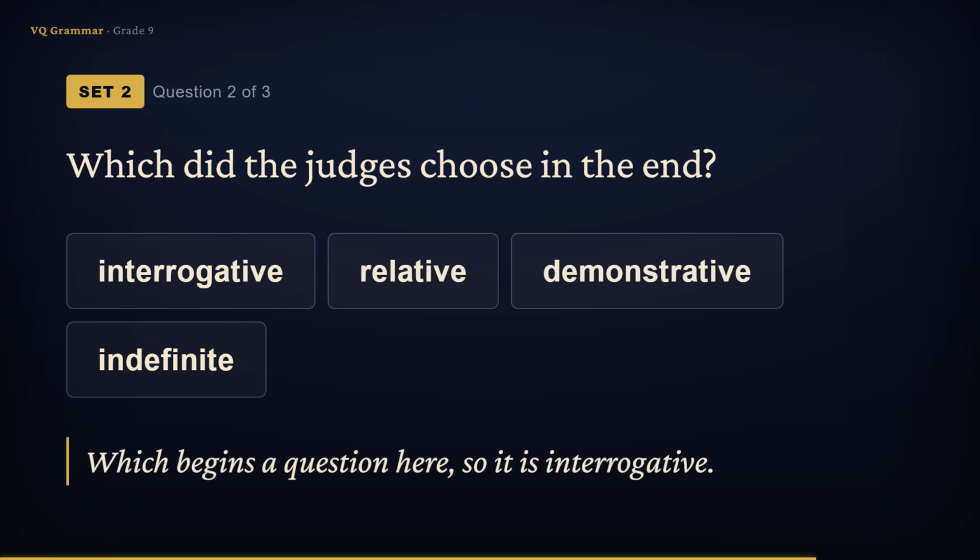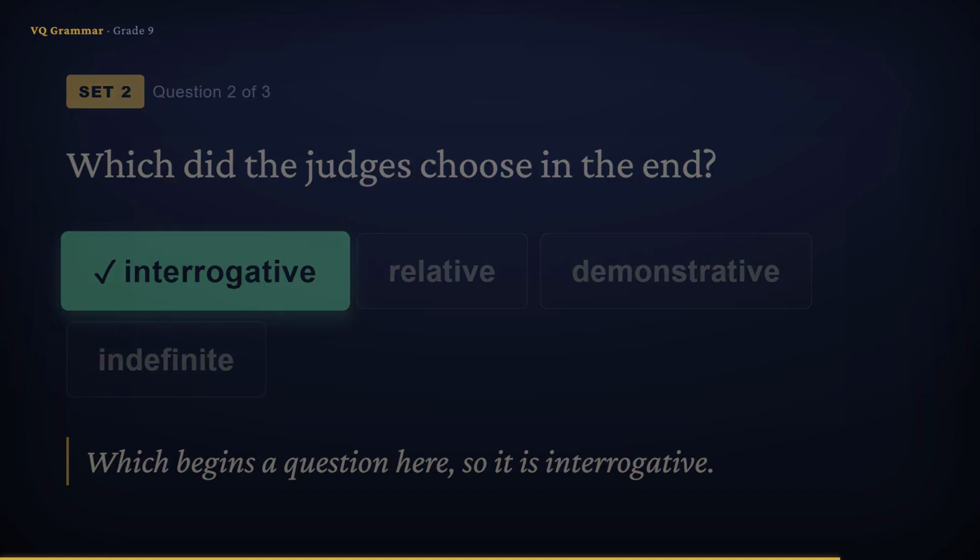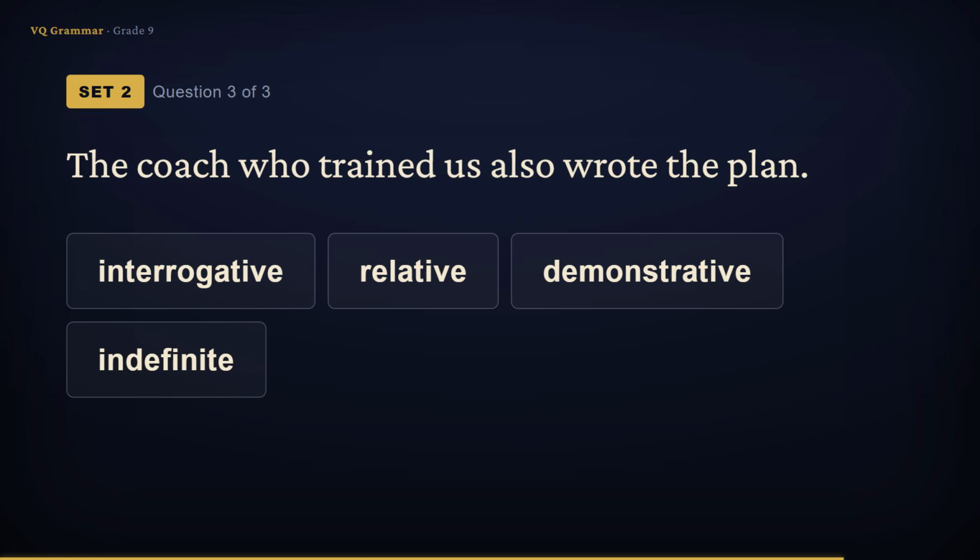Next, which did the judges choose in the end? Now, which can be relative in some sentences, but not here. Here it launches a question, standing in for the answer we're waiting to hear. When which starts a question like this, it's interrogative. The answer is interrogative.